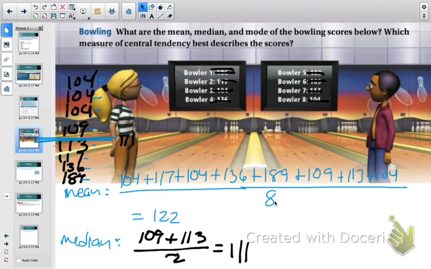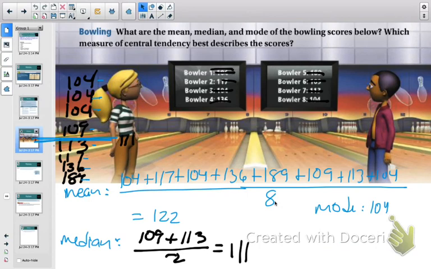So our median is 111 because that number falls right in the middle of the data. And then the mode last is just the one that comes out the most, which is still 104 because that comes up 3 times. The rest of them only come up once. So your mode is 104.